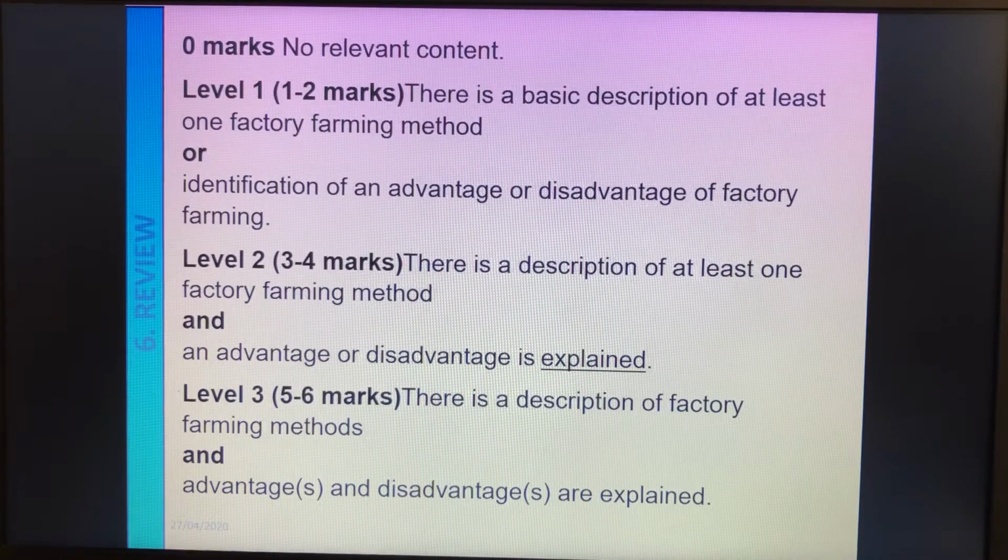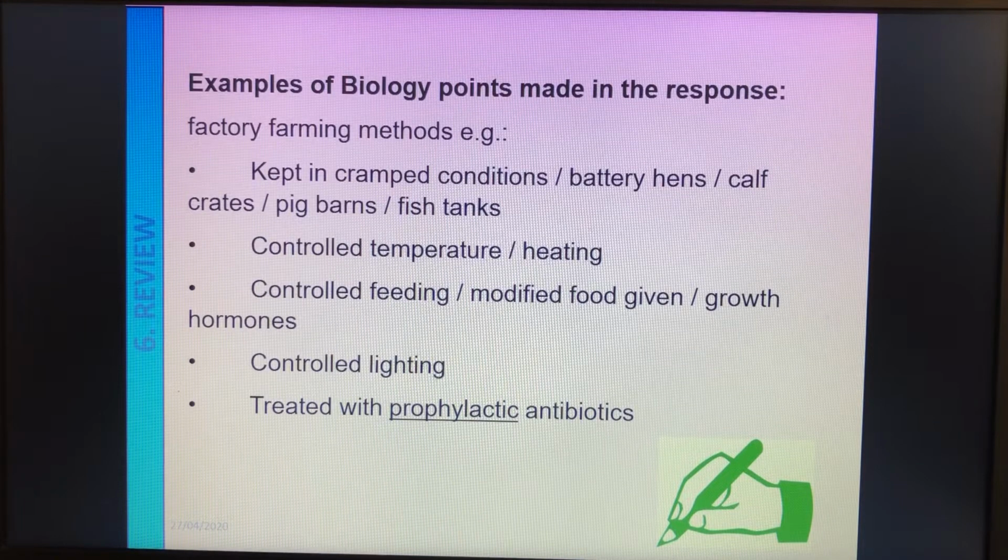Okay, let's take a look. So, examples of biological points made in the response. Factory farming, for example, the cramped conditions. We talked about the gestation crates, the battery hens, calf crates, pig barns. We didn't talk about fish tanks actually, but we are going to talk about sustainable fishing in this lesson.